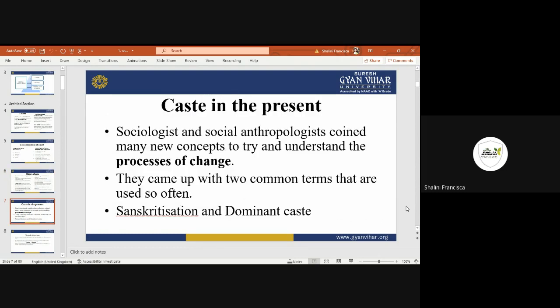Then caste in present. So this was about the history. Now we move on to the present. What does the caste system in the present society mean? Sociologists and social anthropologists coined many new concepts to try and understand the process of change. They came up with two common terms that were used so often. One was Sanskritization and the second was dominant caste.